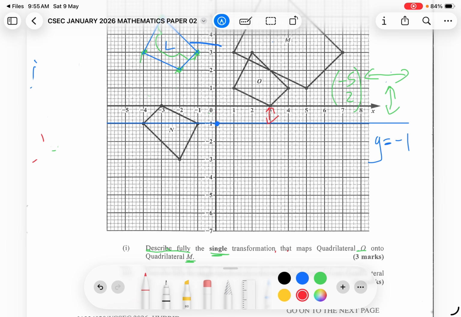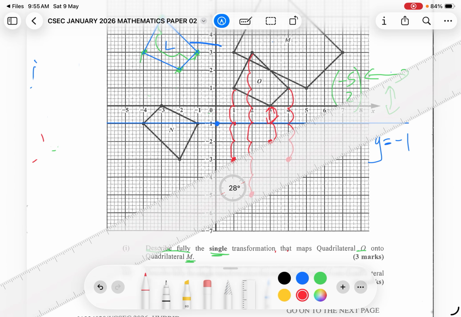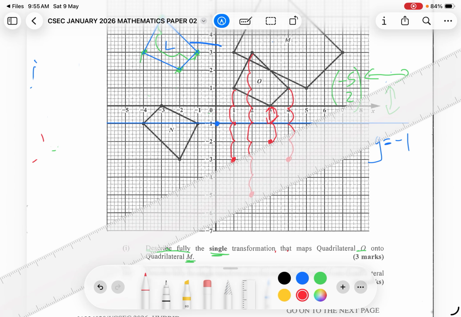So we take each point. Since this one is 1 unit up, we go 1 unit down. This one is 2 units up, we go 2 units down. 2 units up, 2 units down. 2, 3, 4 units up, 2, 3, 4 units down. I have all my vertices, so now I can go ahead and connect these dots. Connecting the dots.